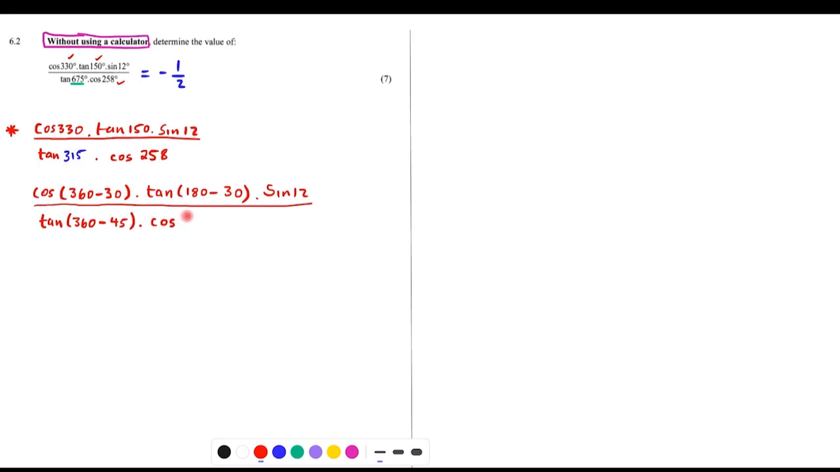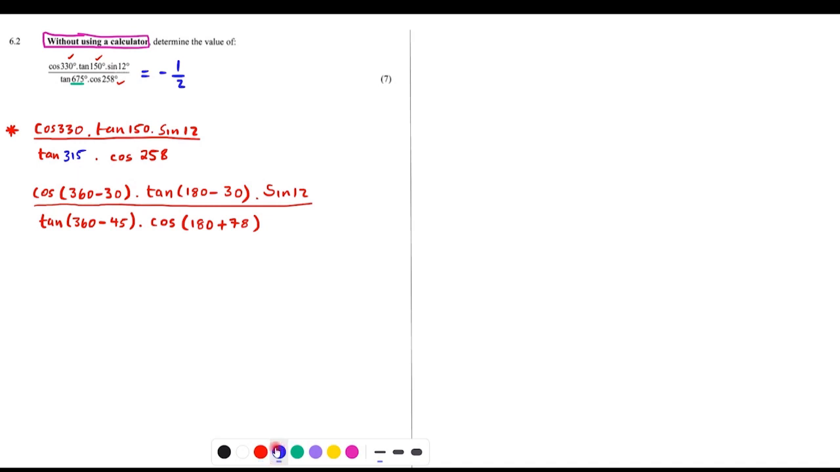Cos 258 is between 180 and 270, so that's the third quadrant, so that is going to be 180 plus. Now what value can I add to 180 to get 258? That will be 78, right? There we go. From here we changed how these numbers were written and then wrote them using the reductions. And now we're going to apply the reductions.